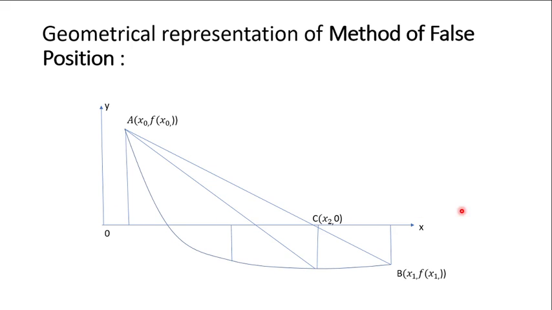This is the x-axis and this is the y-axis. Here we have the two endpoints A and B. This curve is y = f(x). This distance is taken as f(x0) and this distance is f(x1).